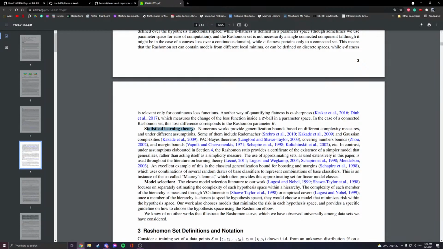So in statistical learning theory, Rashomon ratio provides a certificate for existence of a simple model that generalizes rather than being a simplicity measure itself. So the Rashomon ratio kind of provides a metric to compare different models rather than being a model that simplifies the models itself.